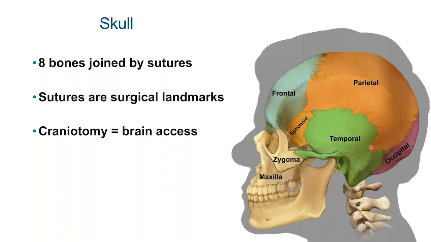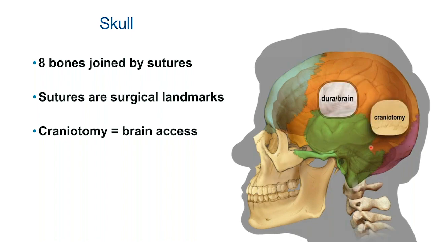Surgeons can use these sutures as landmarks when they're doing surgery to know which part of the brain is located beneath. And the way they access the brain is through an opening. They open up the skull with a cutting called a craniotomy, and this is actually a procedure in itself, cutting a window in the skull in order to see the brain.